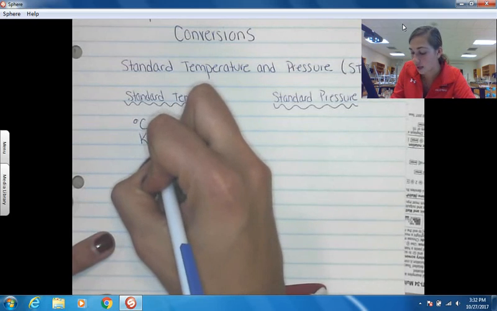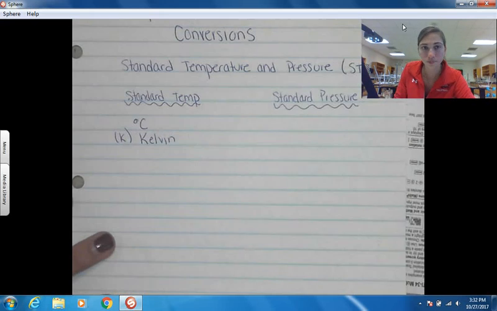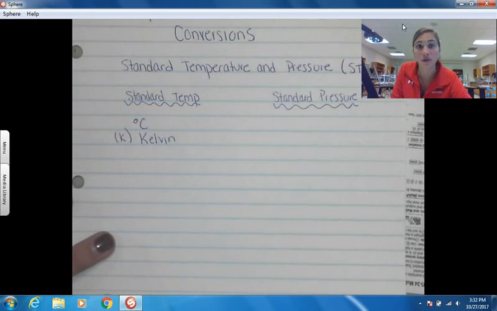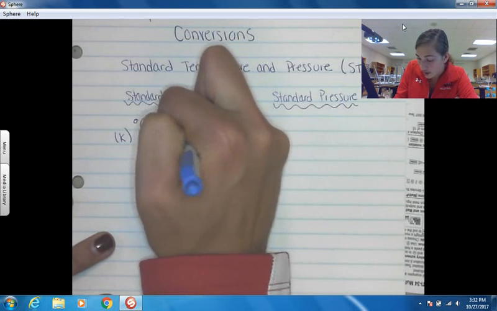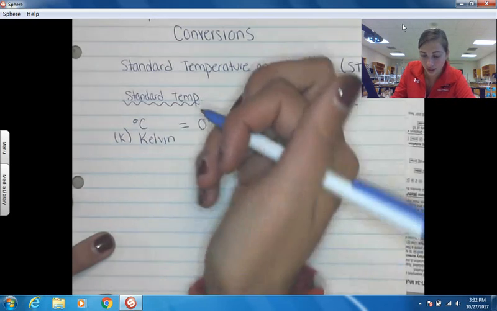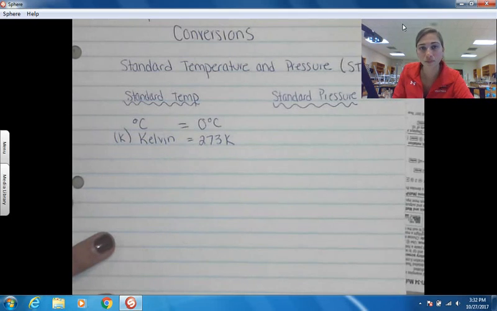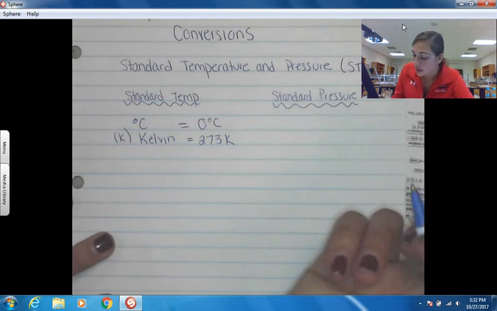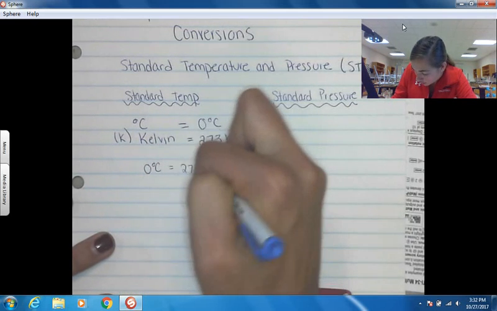Kelvin is spelled Kelvin and is represented with a capital K. It does not use a degree sign like Celsius and Fahrenheit do. Now, standard temperature for Celsius is 0 degrees Celsius, and standard temperature for Kelvin is 273 Kelvin. Now, in order to convert between these two, we add. So that means that 0 degrees Celsius is equal to 273 Kelvin.